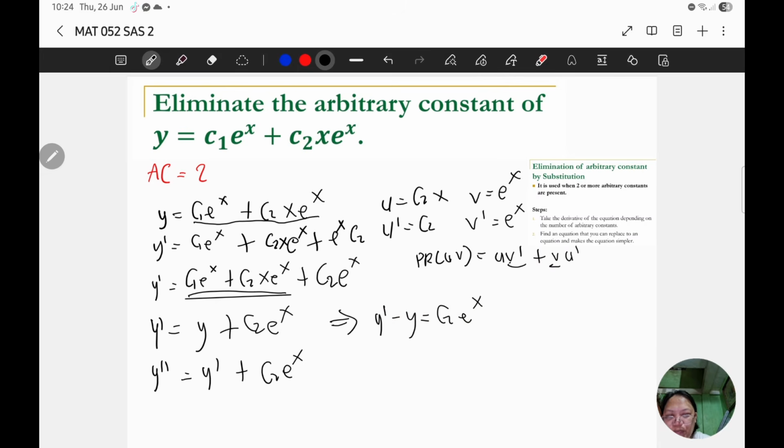So substitute c sub 2 e to the x into the last derivative. So y double prime equals y prime plus c sub 2 e to the x, and c sub 2 e to the x is now equal to y prime minus y, right? Find an equation that is repeating. Then you replace.